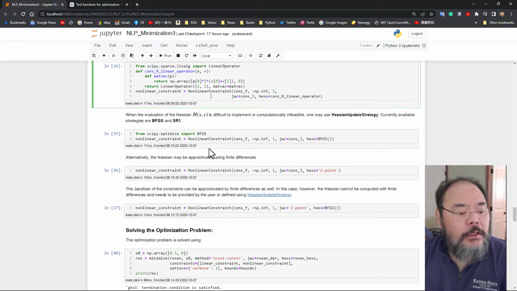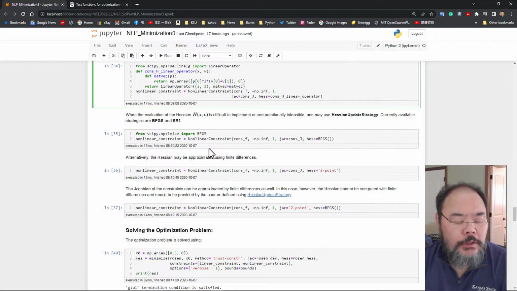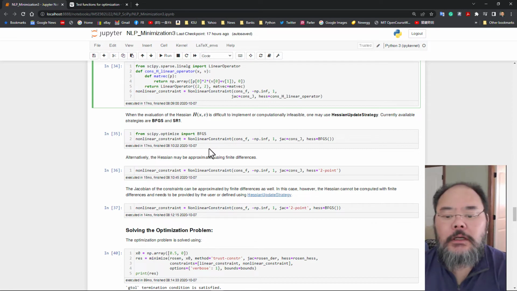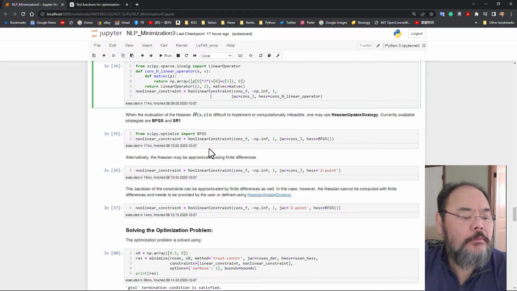And sometimes the Hessian of our objective function or of the constraints is difficult to compute, or there's probably no explicit form, or it is computationally infeasible. Therefore, we can use a so-called Hessian update strategy provided by SciPy.optimize. Currently, the update strategies are the BFGS method and the SR1 method, basically using two-point finite differences.